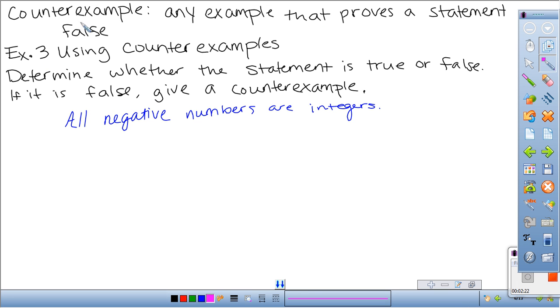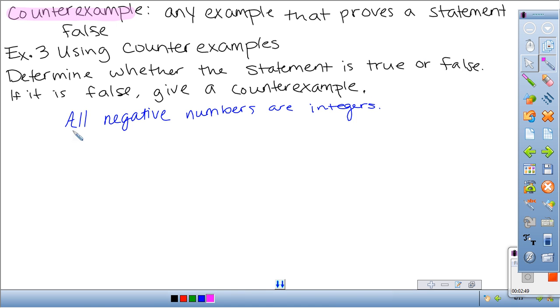Great. Let's look at the next part of our lesson, which is to talk about counterexamples. A counterexample is any example that proves a statement false. And we all love to do that. Well, I shouldn't say all of us, but a lot of us love to argue. And so that's what a counterexample is. It's arguing and giving an example for why your argument is true. Using counterexamples, determine whether the statement is true or false. If it is false, give a counterexample.